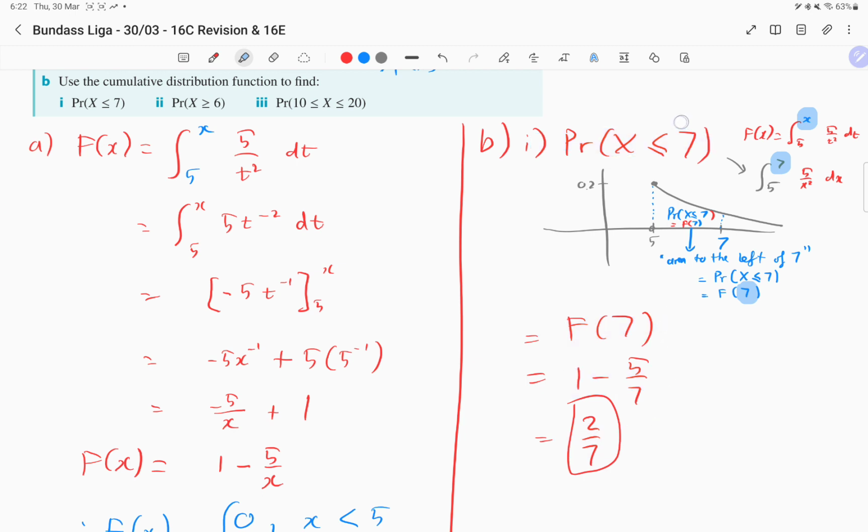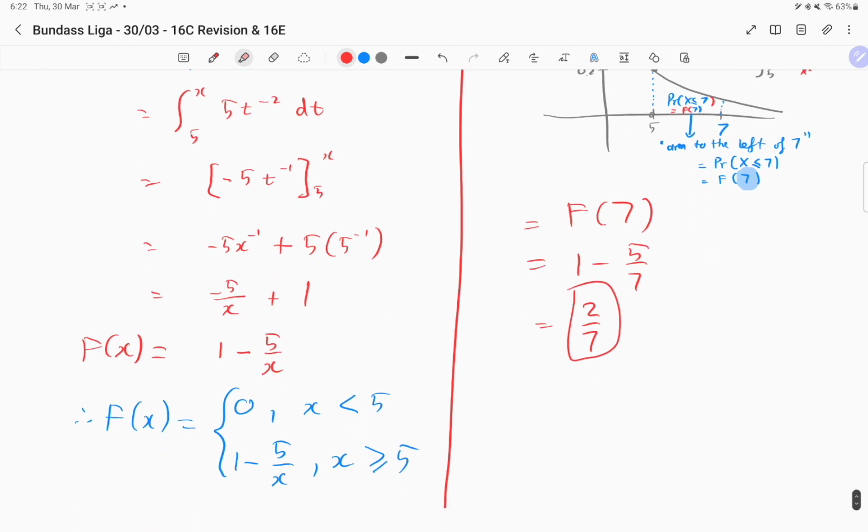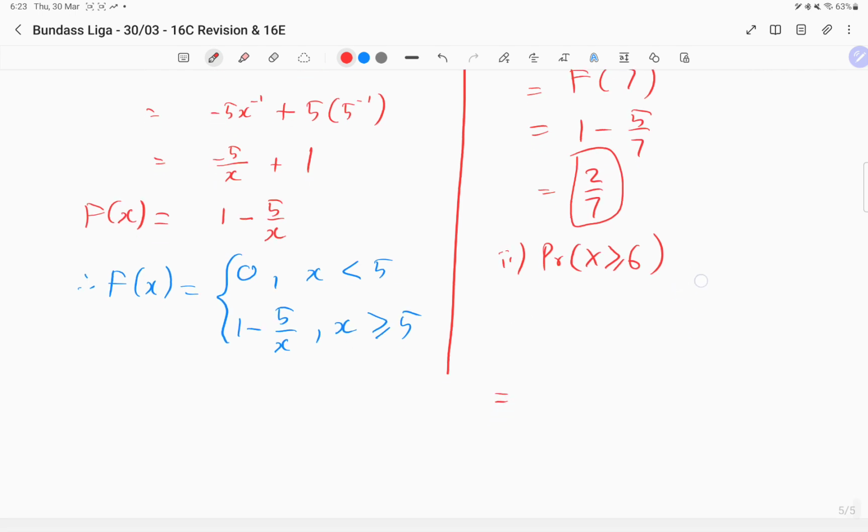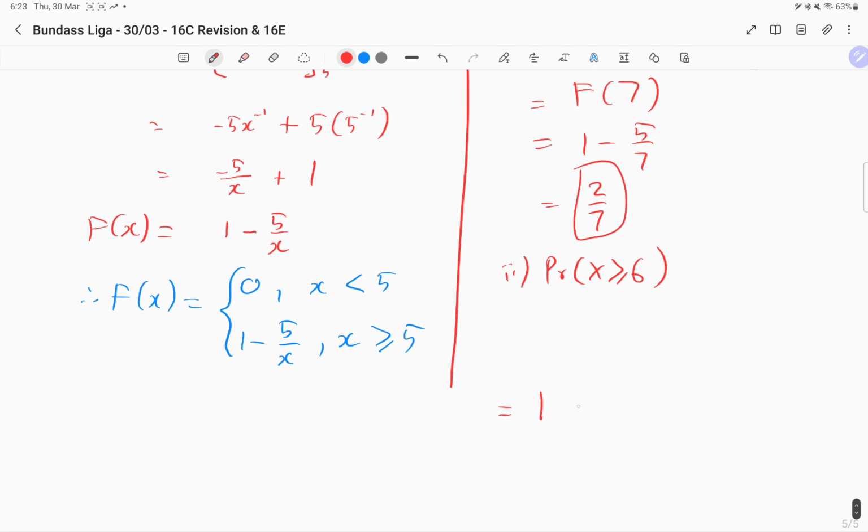Okay, does it make a bit more sense? Okay, next one. Probability of x is more than or equal to 6. I'll tell you the answer first. This would be the same as, I will leave some space for explanation, 1 minus big F of 6. Does it make sense?